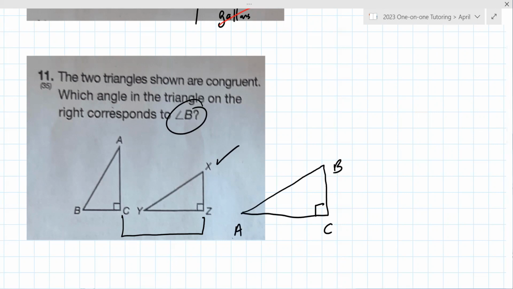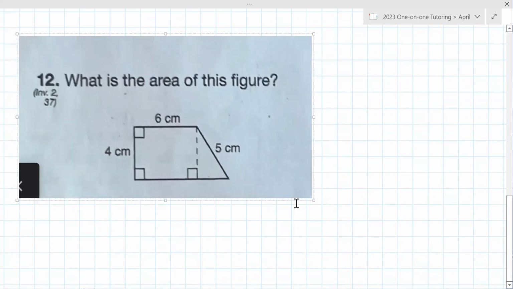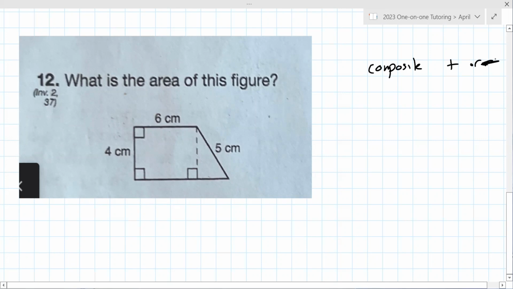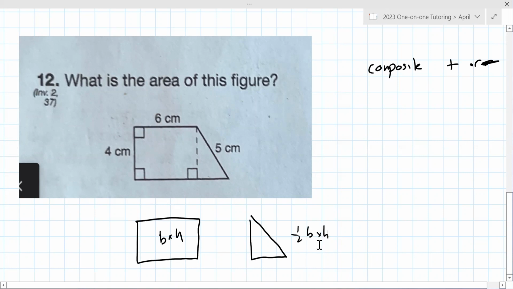All right. What is the area of this figure? So it's what's called a composite figure. Composites mean you're either adding or subtracting. In this case, you're adding. You've got maybe a rectangle and a triangle. Do you remember your formulas for a rectangle? Yeah. So this is base times height. This is 1/2 base times height. Okay, so 6 times 4, 24 for the rectangle.